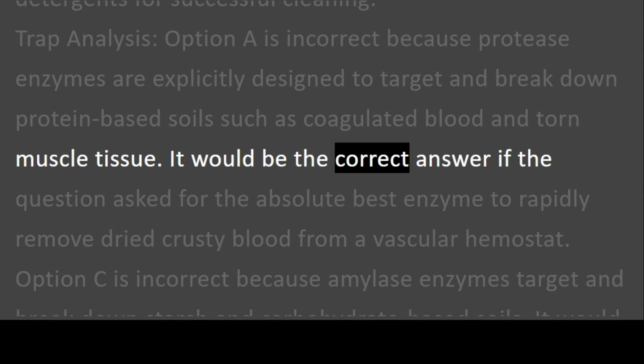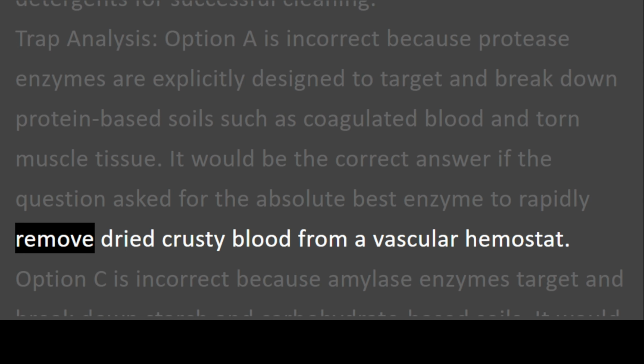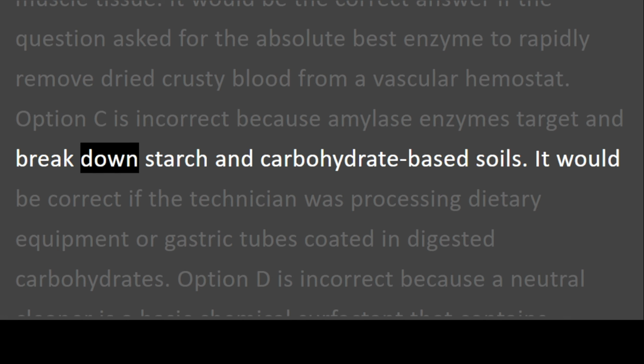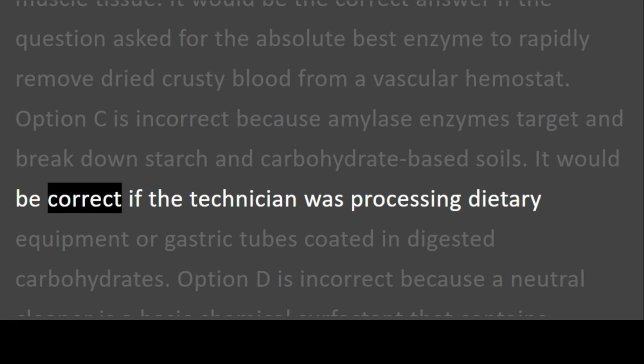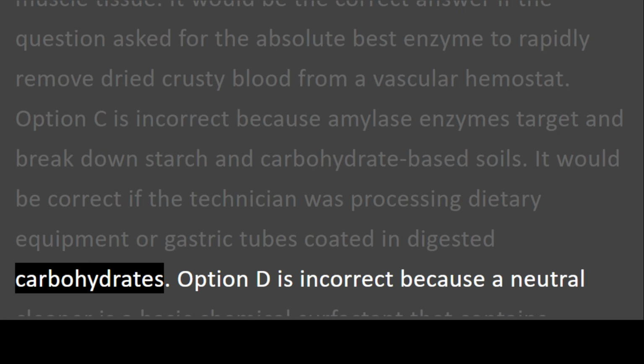It would be the correct answer if the question asked for the absolute best enzyme to rapidly remove dried crusty blood from a vascular hemostat. Option C is incorrect because amylase enzymes target and break down starch in carbohydrate-based soils. It would be correct if the technician was processing dietary equipment or gastric tubes coated in digested carbohydrates.